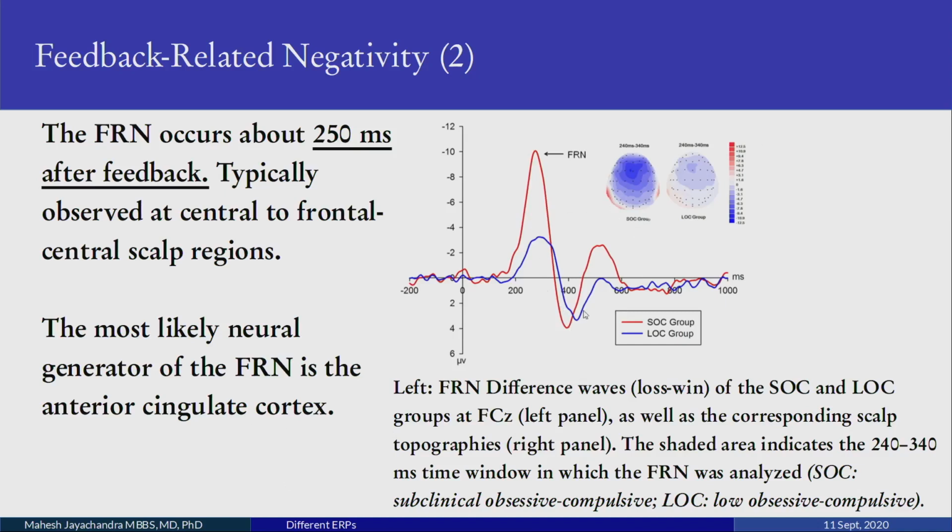Consider the data on the right. You have FRN differences, loss minus win, in two kinds of patients. One set of patients had obsessive compulsive disorder, and the other set were normal. The obsessive compulsive disorder group is in red, and the low obsessive compulsive group is in blue. And you see the OCD patients have a huge FRN. Their brain reacts majorly to a loss, so these kinds of potentials could possibly be used not only to screen obsessive compulsive disorders, but also to see if therapy or drugs make a difference.